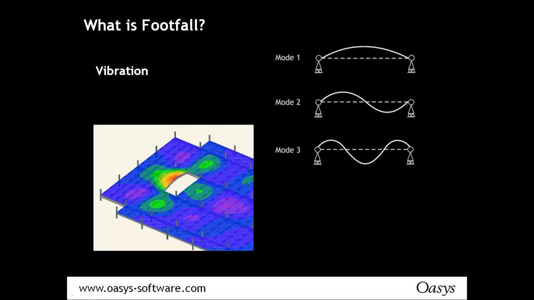Now, that's the individual mode of a single simple beam. When you go onto a floor plate, the modes become much more complex because obviously you're dealing with a two-dimensional plate rather than a one-dimensional beam. And you can see an example there of a vibration mode on a moderately complex floor plate.